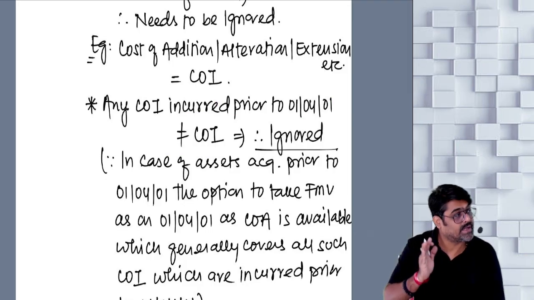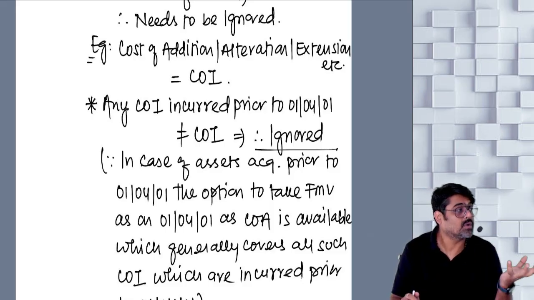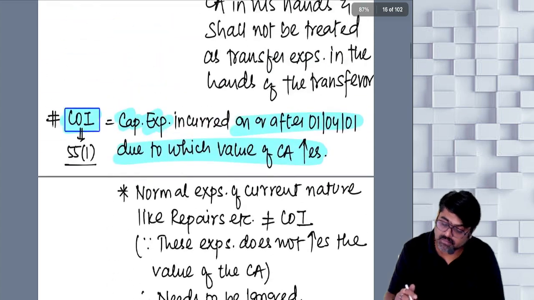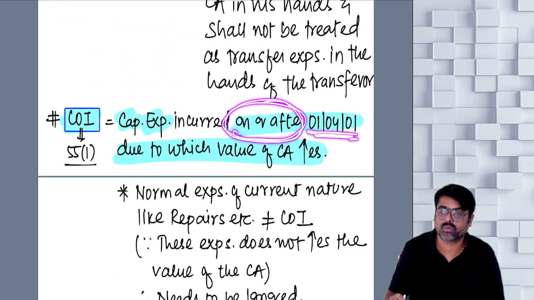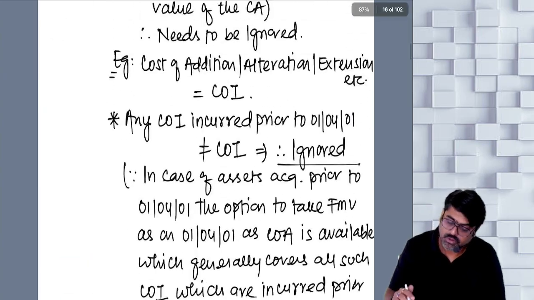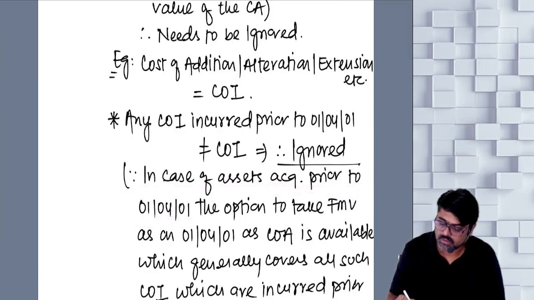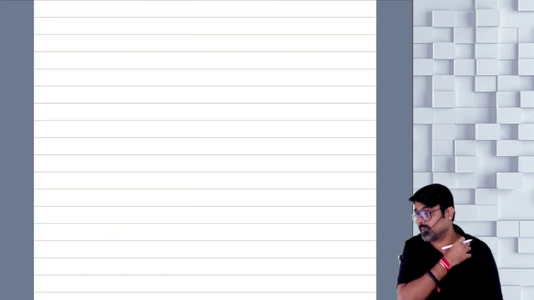In order to treat any capital expenditure which increases the value of my asset as my cost of improvement, it must be incurred on or after 1st April 2001. Yes or no? So for any cost of improvement in case of assets acquired prior to 1st April 2001, the option to take the fair market value is there. See, this is the logic given. Why is that cost of improvement ignored?